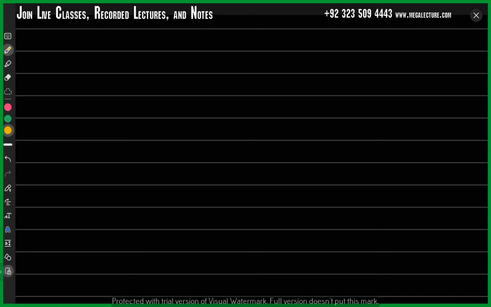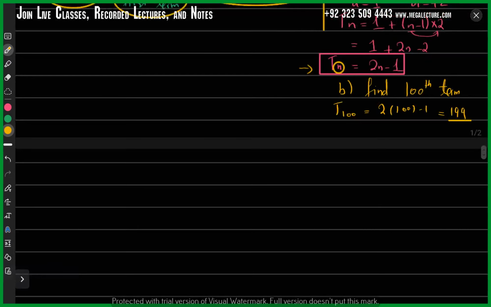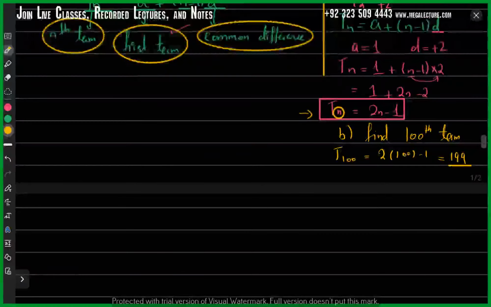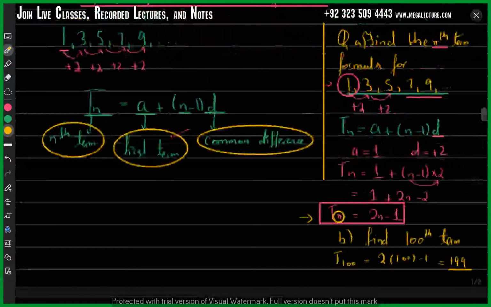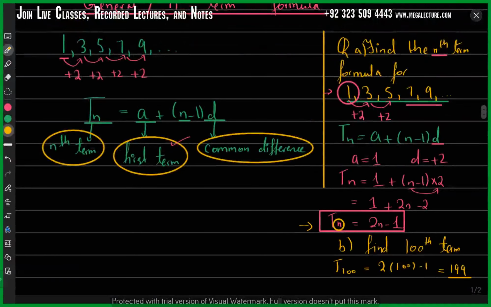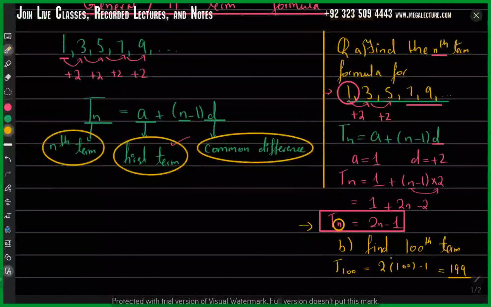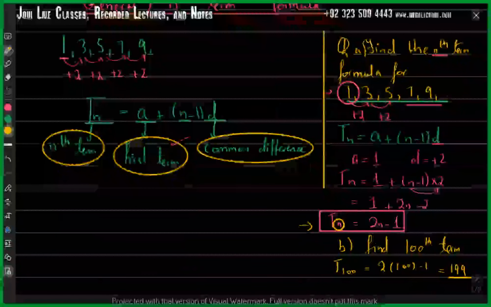One second. So one student has a query. Let me just address that. Okay. In the last part, the question says find the 100th term. So this is your sequence and you've been asked to find the 100th term. This is the nth term formula, a plus n minus 1 into d. What you can do is just plug in a, that is 1, n, that is 100, d, that is 2, and then find out the answer.